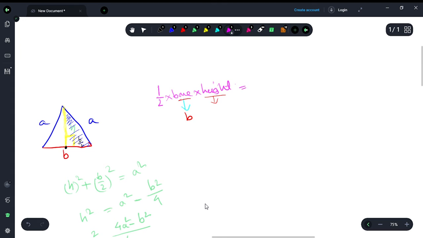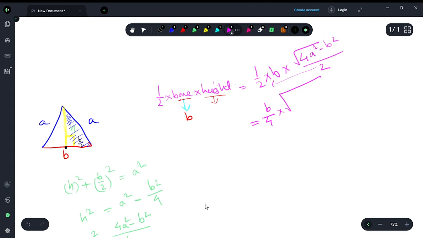So we got the base, that is B, and we got the height, that is root over (4A squared minus B squared) divided by 2. So this 2 and this 2 will form a 4 down here, and the B will be up there alone, alongside 4A squared minus B squared. So what's the final formula? The final formula is this one. So that is, guys, the formula for an isosceles triangle.